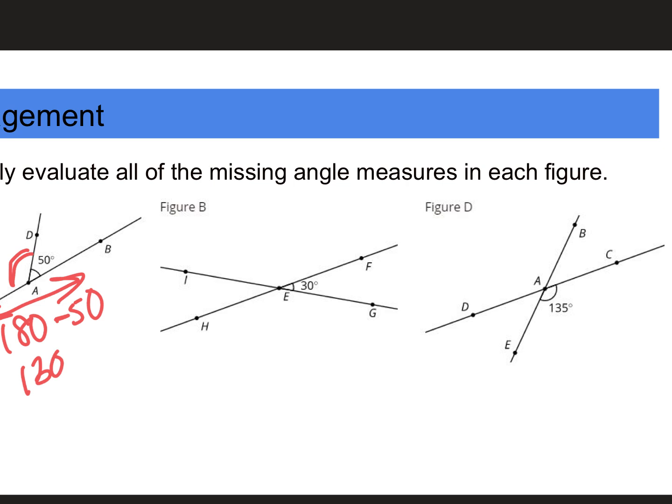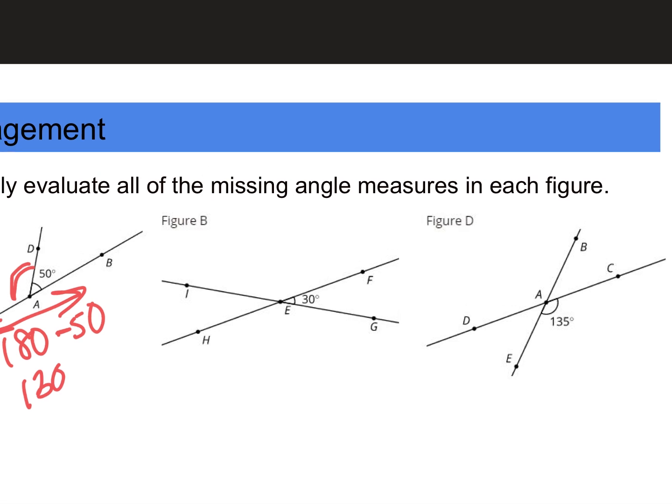Okay. Now let's go over to figure B. Here, I know that this angle right here is a vertical angle from the angle that is 30 degrees, so it must be 30 degrees. And I also know that this 30-degree angle and this angle here make a line, so that one must be 150 degrees, so that they add up to 180. And then this one down here is vertical from it, so this one must also be 150 degrees. And that wasn't too bad.